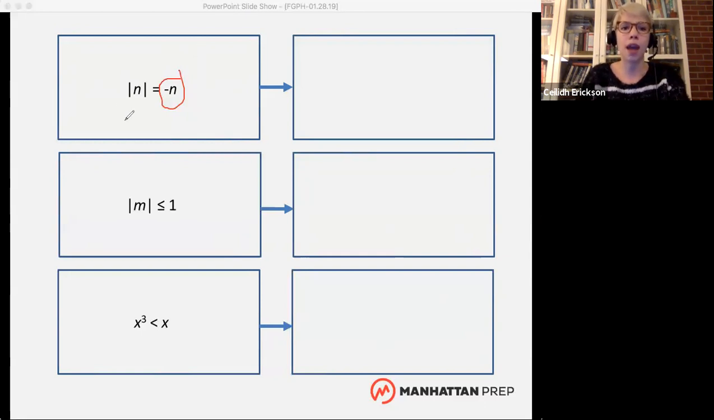So think about it. If we had the absolute value of -2, well, that would be equal to negative -2, right? So it's got to be the case that the right-hand side of this equation is either positive or 0. So if we stick a negative in front of that variable, we can't have had a positive variable to begin with, or we'd end up with a negative. So n must be negative, or is there anything that it could also be?